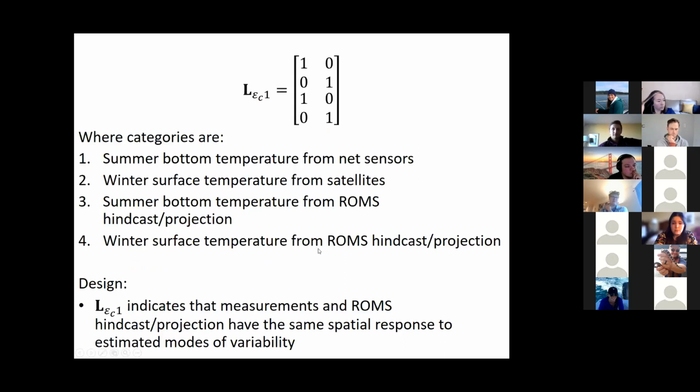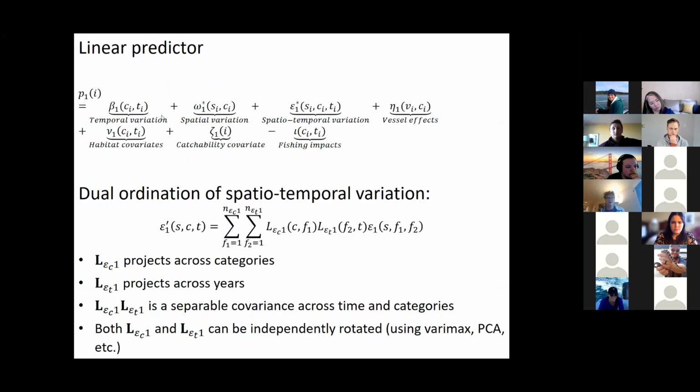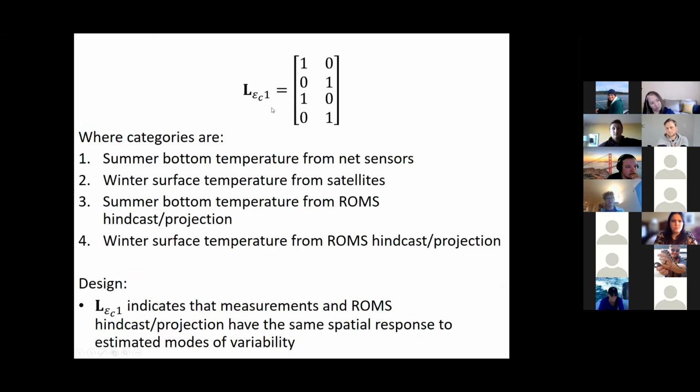And I think there's 20 variables listed here, but there's only 18 processes. There's a bottom temperature direct measurement in the summer, and then there's a bottom temperature model, hindcast and forecast, in a ROMS model, and the same thing for winter surface temperature from a satellite versus a ROMS model. So in this case, I specify this L matrix, this loadings matrix, such that I ensure that the bottom temperature direct measurement and the bottom temperature ROMS model have the same loading on a latent factor, epsilon.